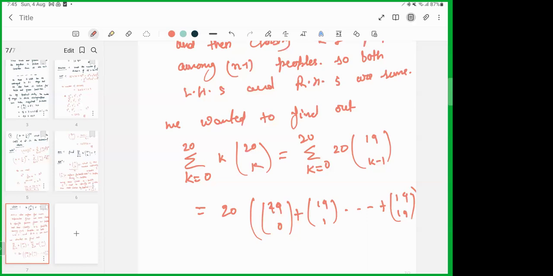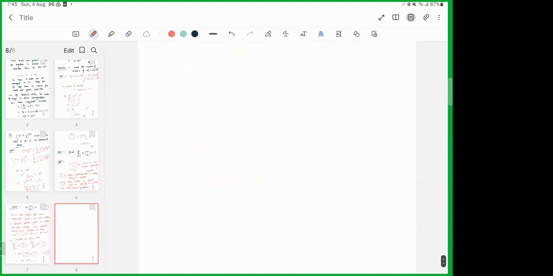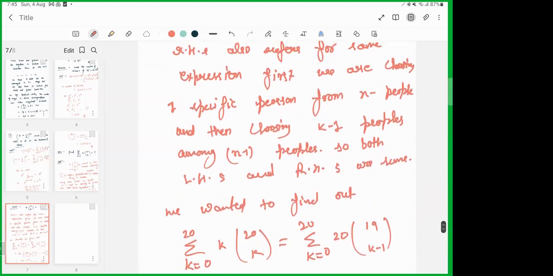So what is this expression? It counts the subsets of 19 elements, so it is 2 to the power 19. So the total is 2 to the power 19 into 20. Compute this, and this will be your answer. Is it clear? Yes. Okay.